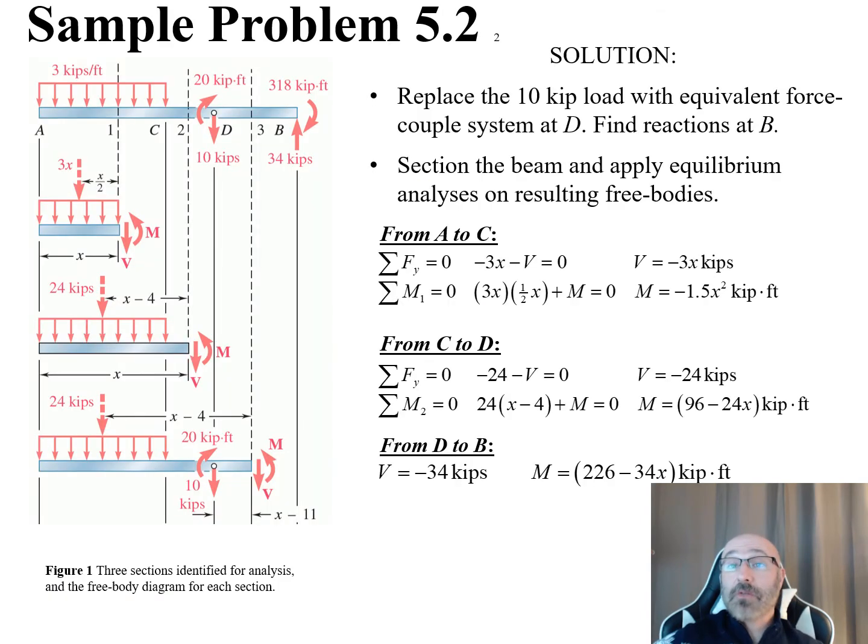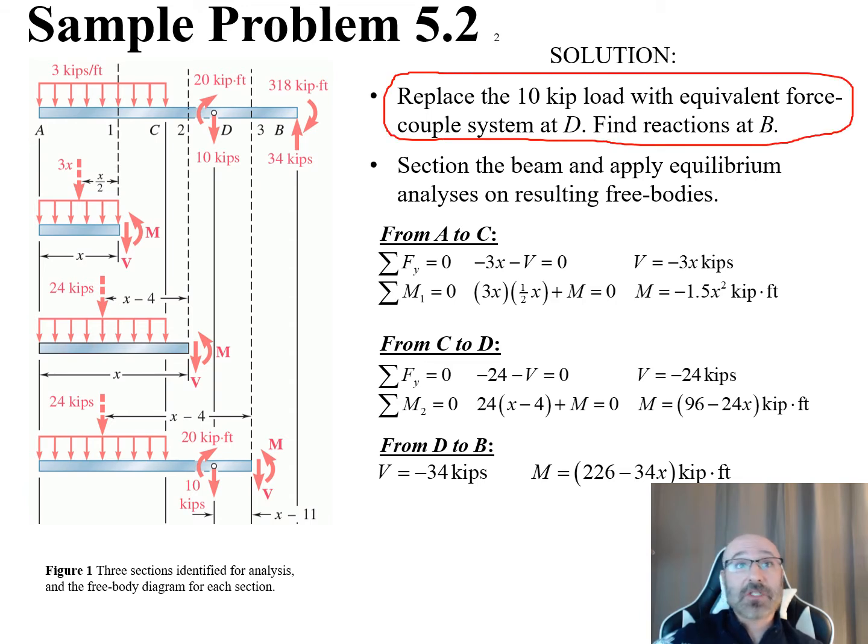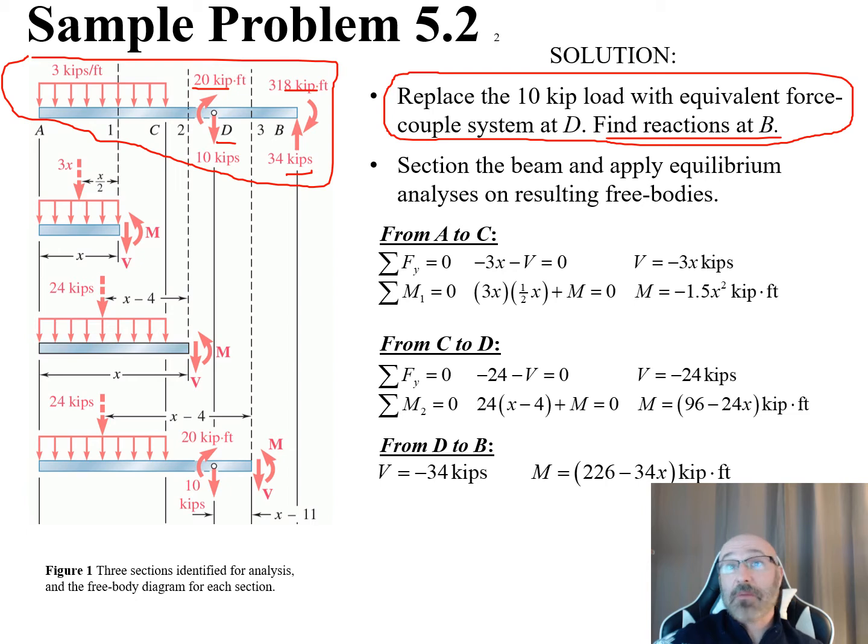So now I've completed the first part of this procedure for analysis in my solution right here. I've replaced that 10 kip load with the equivalent force couple system at D, so we can see that right over here. And I've also found my reactions at B, so we can see that right over here. So I draw that all out in the top of this diagram here, and I begin the next step where I need to section the beam and apply my equilibrium analysis on the resulting free bodies. So we need to create the free bodies for each of those as well.